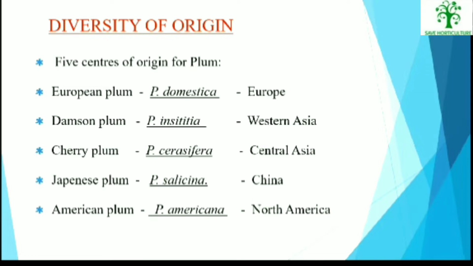Diversity of origin. There are 5 centers of origin for plum: European plum, Prunus domestica, Europe. Damson plum, Prunus insititia, Western Asia. Cherry plum, Prunus cerasifera, Central Asia. Japanese plum, Prunus salicina, China. American plum, Prunus americana, North America.